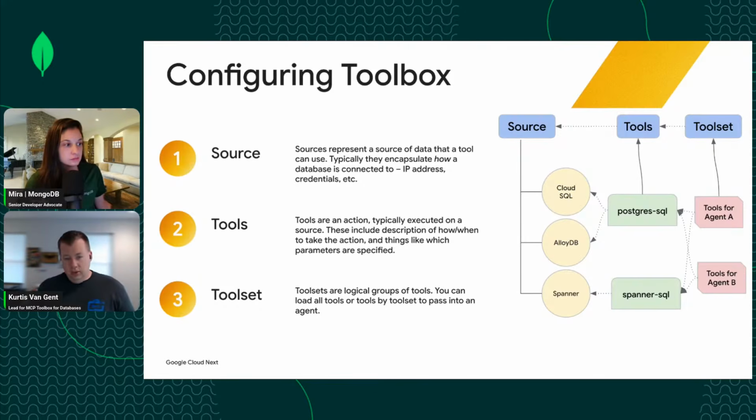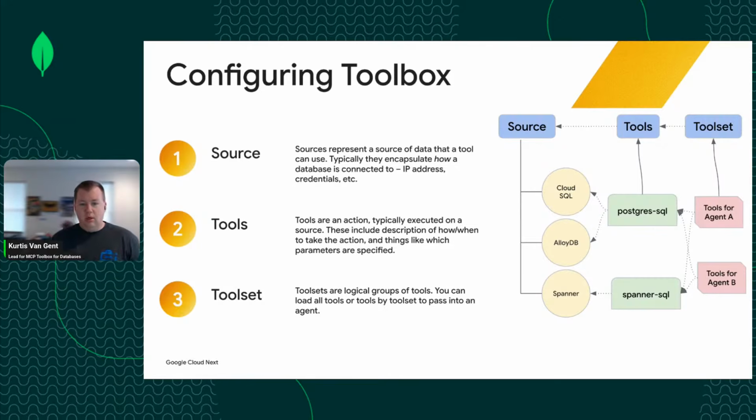We also have tools. Tools are an action that are usually executed on a source. The tool is going to be a description of how and when in natural language you want the thing to operate. It's going to include things like parameters, the descriptions for those parameters, a SQL statement you want to run on their behalf, things like that. This allows us to do things like SQL injection prevention. We make sure that we use escaped parameters. So when the agent is passing parameters into the tool, we can make sure that it's not trying to do funky things and only executing what it's supposed to.